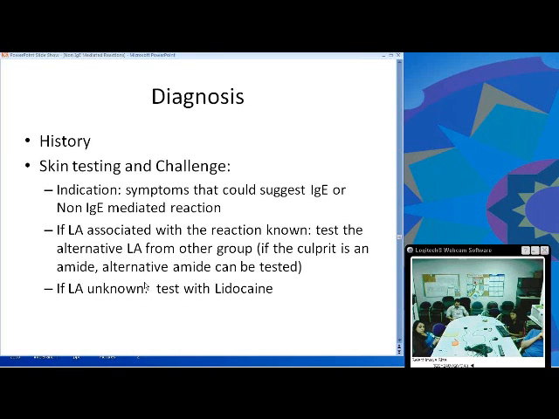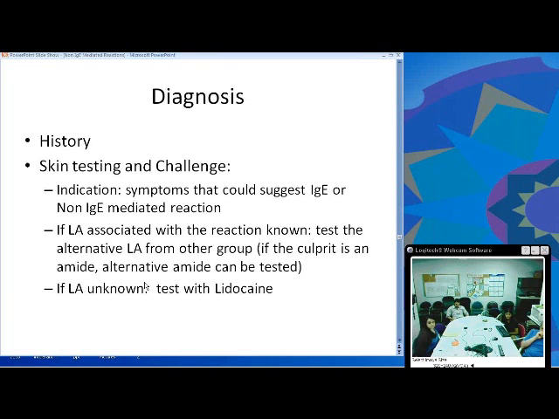So for the diagnosis, history is very important. What was used, what was the preservative, any additives that were added to the solution, what was the reaction that they had, when was the reaction, how long after, what were the symptoms. So history is very important for the diagnosis. And then the next thing is to do a skin test and a challenge.